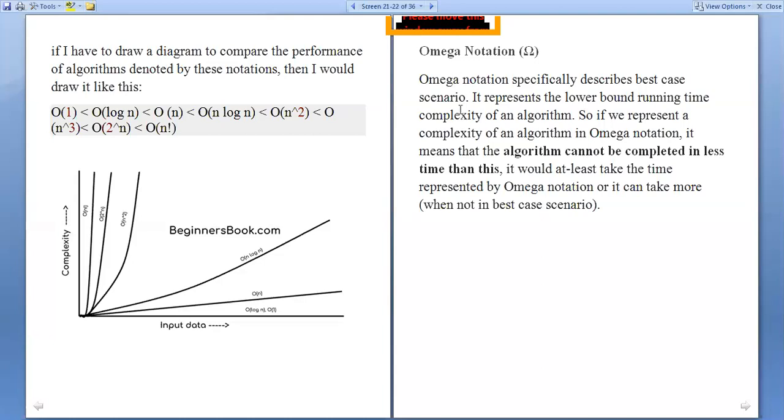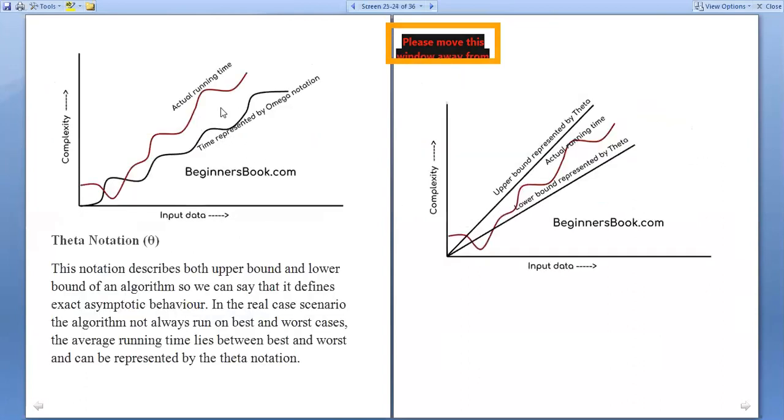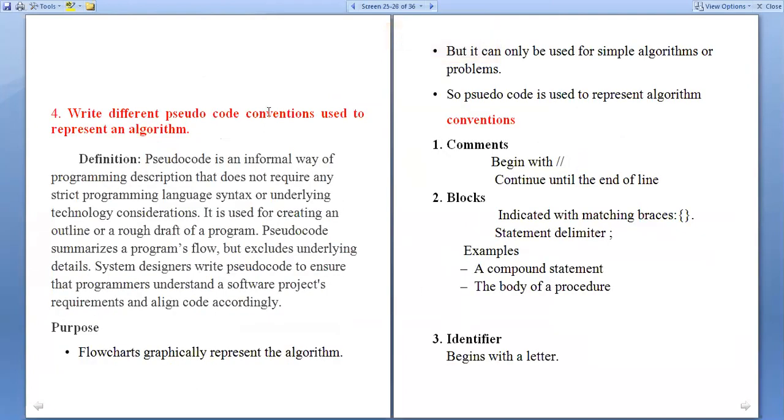So already explained what is the omega notation, theta notation, and big O notation. Omega notation means the best case scenario we are considering. It is the lower bound running time. It cannot be completed in less time than this. It would at least take the time represented by the omega notation. This is another one, theta notation.